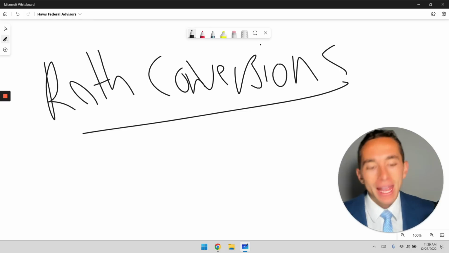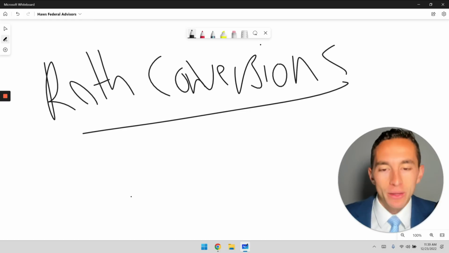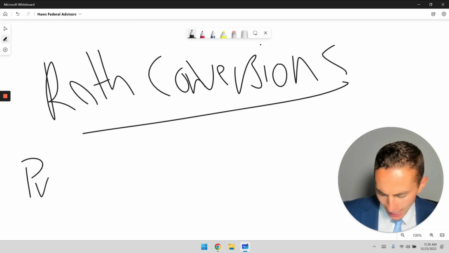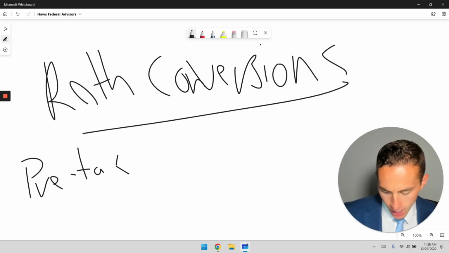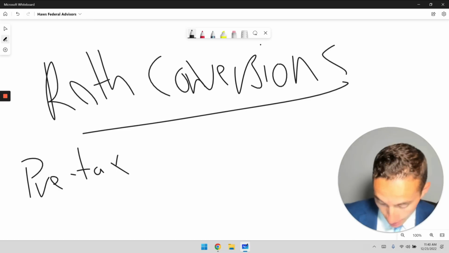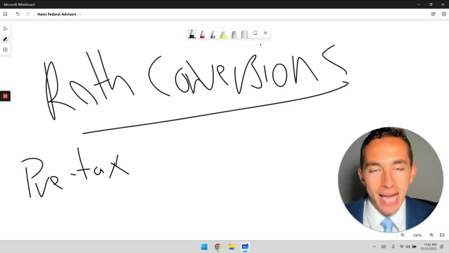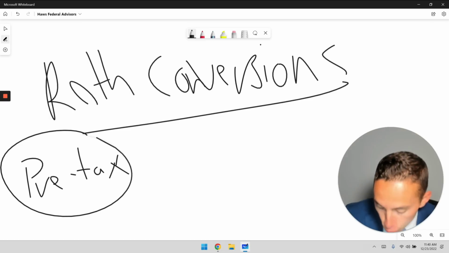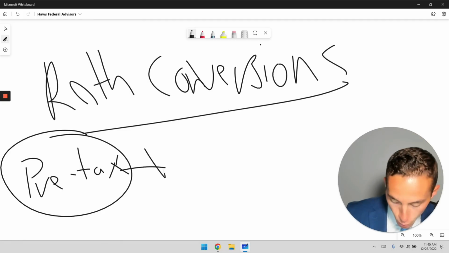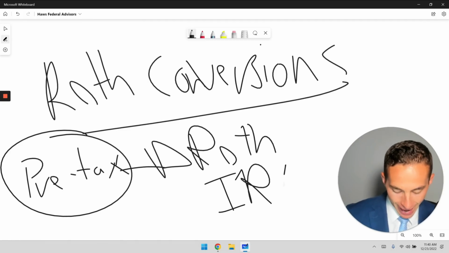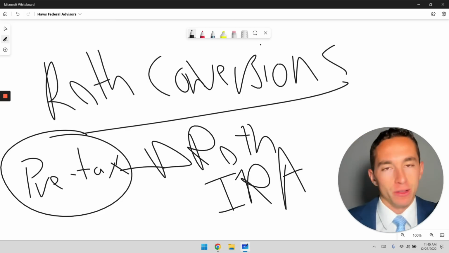So let me give you a summary of what this is. A Roth conversion is taking any pre-tax money. So this is traditional TSP, this is traditional IRA, this is traditional 401k. Anything that's pre-tax, when you take that money and you move it over to a Roth IRA, that is what they call a Roth conversion.